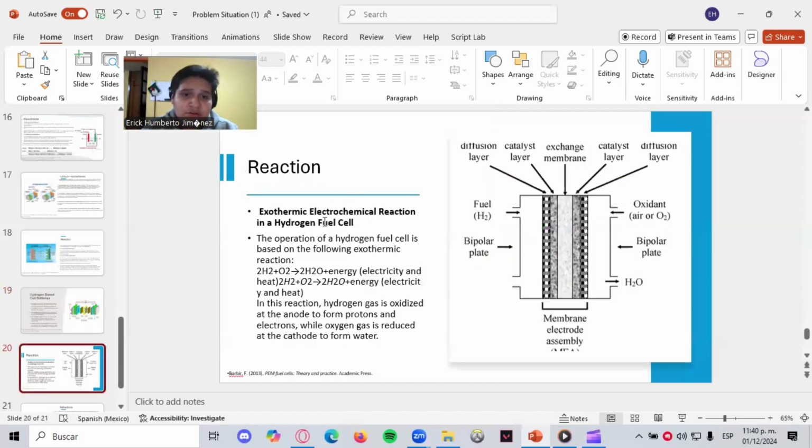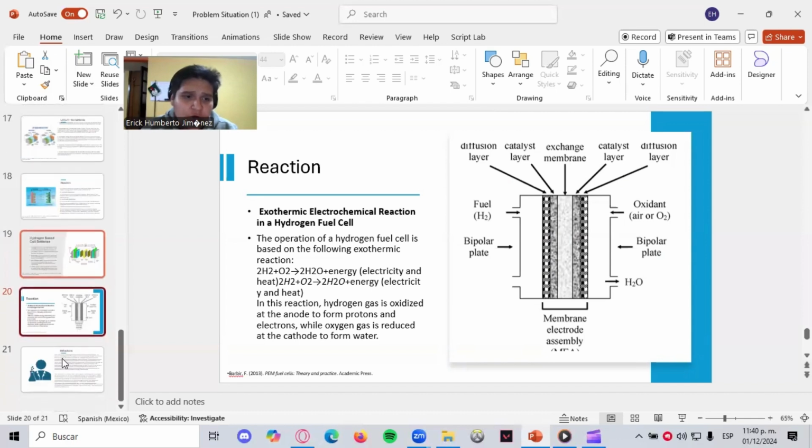Finally, the reaction is exothermic once again, an exothermic electrochemical reaction in a hydrogen fuel cell. In this reaction, hydrogen gas is oxidized at the anode to form protons and electrons, while oxygen gas is reduced at the cathode to form water.